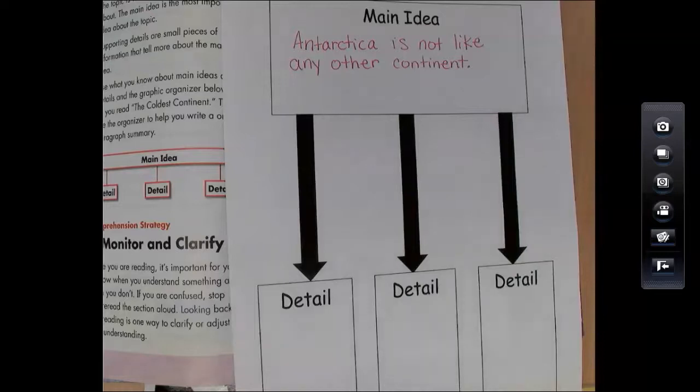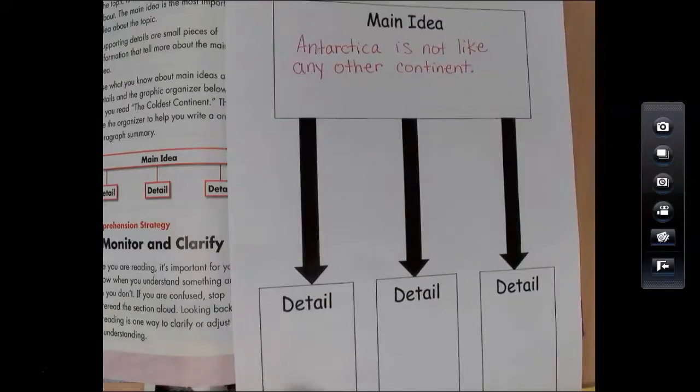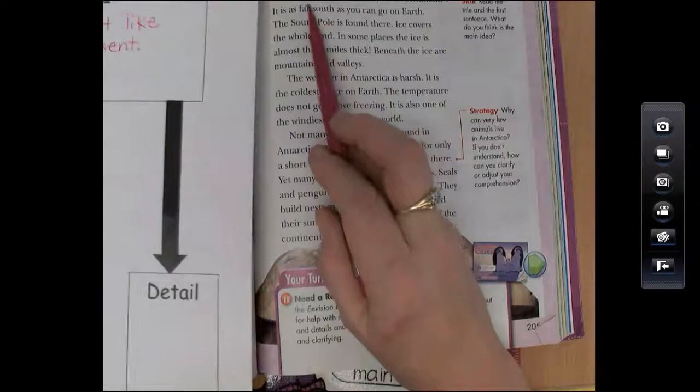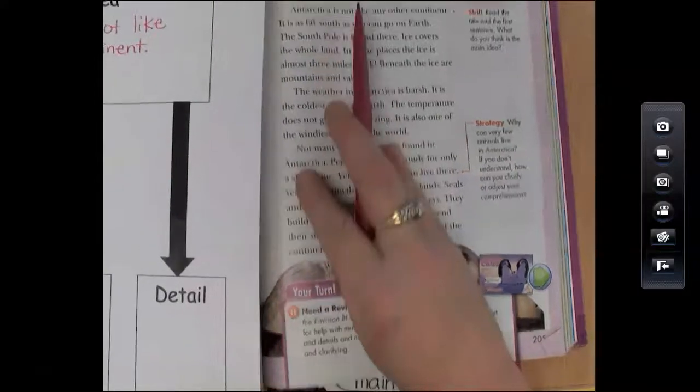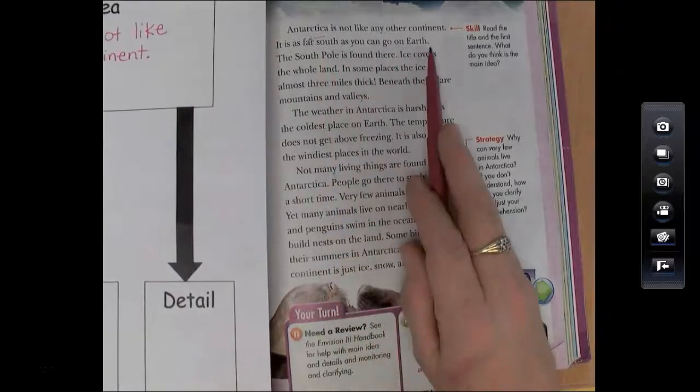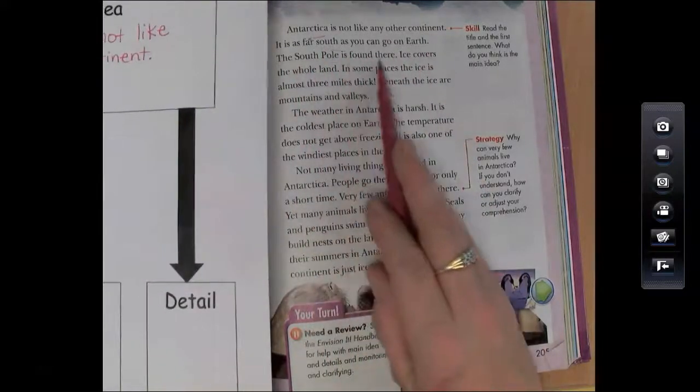So how is Antarctica, from what we read, not like any other continent? What did they say? If you don't know, boys and girls, go back to your story. Let's go back to our story. Well, if I keep on reading, it's as far south as you can go on Earth. The South Pole is found there.